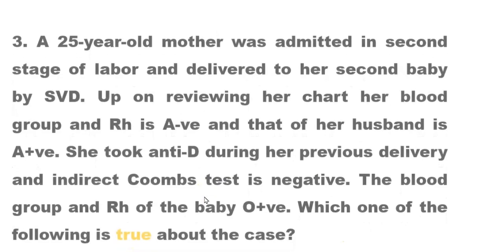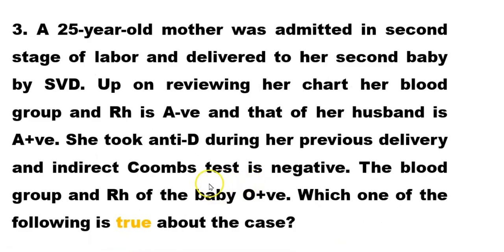The next question, question number 3. This is the scenario; let me read it for you. A 25-year-old mother was admitted in the second stage of labor and delivered her second baby by spontaneous vaginal delivery. Upon reviewing her chart, her blood group and Rh is A negative and that of her husband is A positive. She took anti-D during her previous delivery and the indirect Coombs is negative. The blood group and Rh of the baby is O positive. Which one of the following is true about the case?